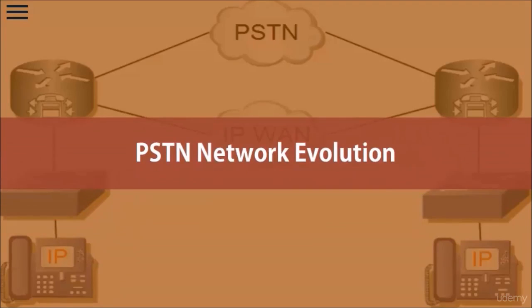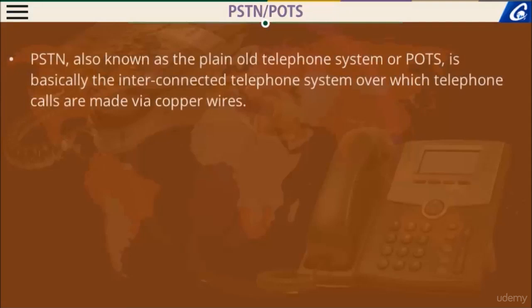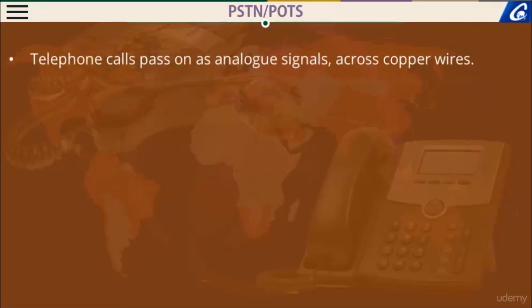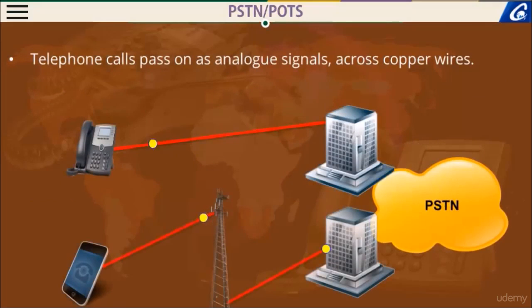Let us start with the first topic, that is PSTN network evolution. PSTN, abbreviated as Public Switched Telephone Network, also known as the plain old telephone system, or POTS, is basically the interconnected telephone system over which telephone calls are made via copper wires. Based on the principles of circuit switching, when a call is made, a particular dedicated circuit activates, which eventually deactivates when the call ends. Telephone calls pass on analog signals across copper wires.